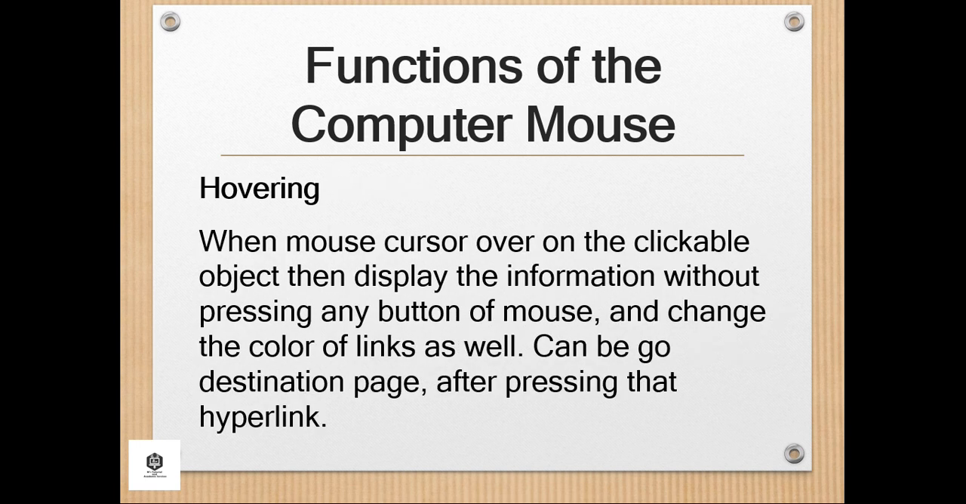Hovering. When the mouse cursor is over a clickable object, it displays information without pressing any button of the mouse and changes the color of links as well. You can go to the destination page after pressing that hyperlink.